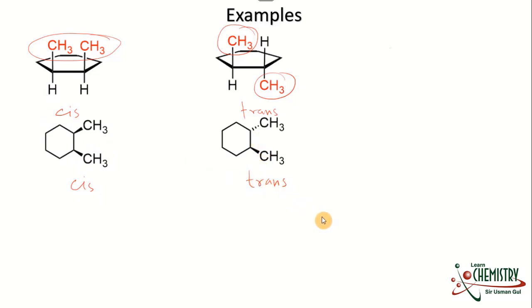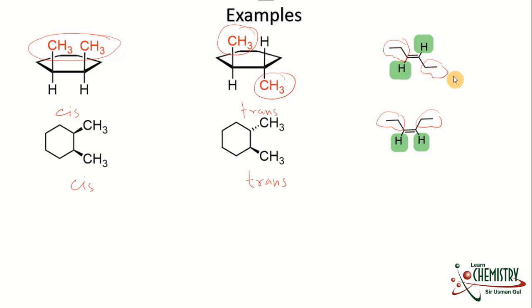And let me show you another example. Yes, this one is not cyclic, but it is aliphatic. Now what do you think? Yes, you can see these are identical groups on the alternate position. Here these identical groups are on adjacent position. So when we have a group on alternate position, it will be trans and that would be cis.